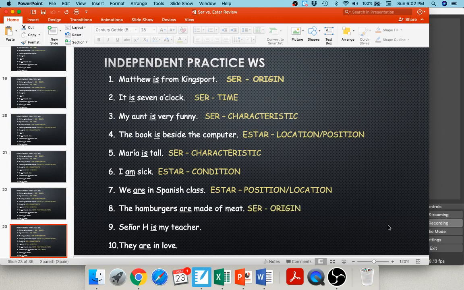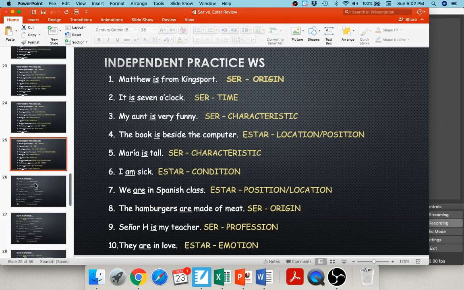Number 9, Señor H is my teacher. That is a profession or an identification in this case, so it should be ser. And they are in love. That's a condition, so we should use estar. You could also argue it's an emotion as well.